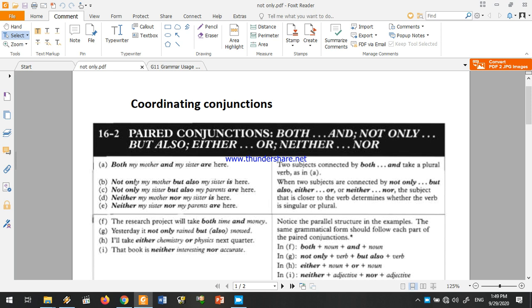We have something called coordinating conjunctions. It's also a part of creating a compound subject. We have three or four types of these coordinating conjunctions. First, we have both and. Second, we have not only but also. Third, we have either or. And lastly, we have neither nor. As we can see from example A, both my mother and my sister are here. If we use both and, this expression, we always have a plural verb.